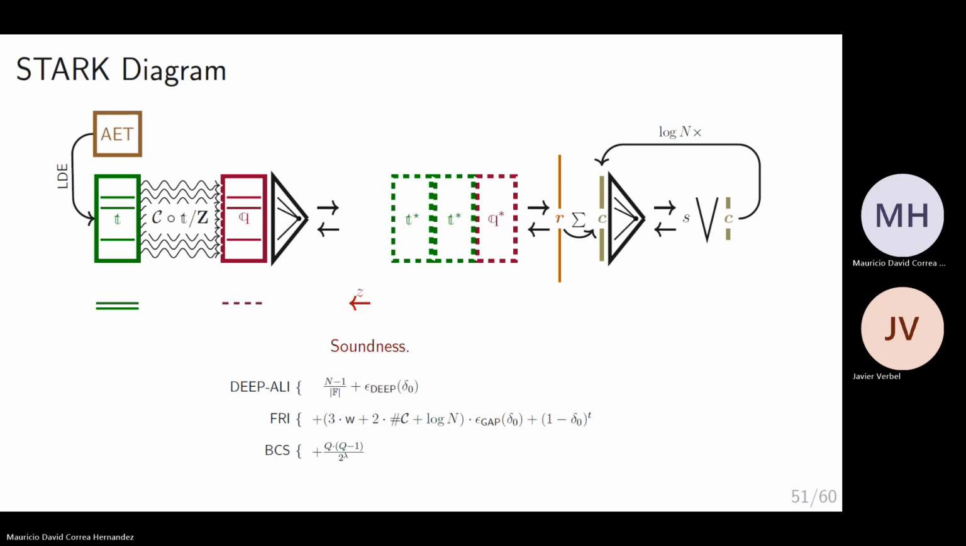Soundness. Once again, we still have all the terms we've accumulated so far. And the soundness of the extra steps is captured by the probability of the malicious prover finding collisions in the hash function. Since we modeled that hash function as a random oracle, we have a very concise expression there: Q times Q minus 1 over 2 to the lambda.